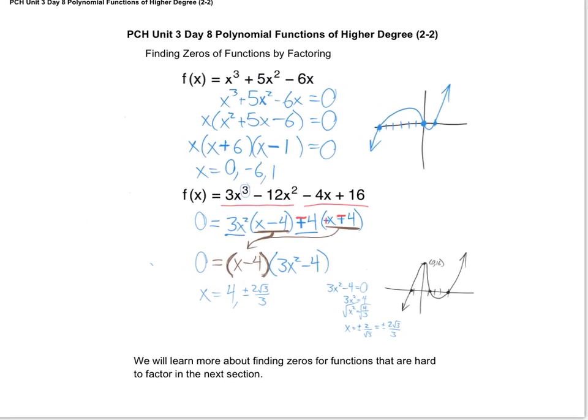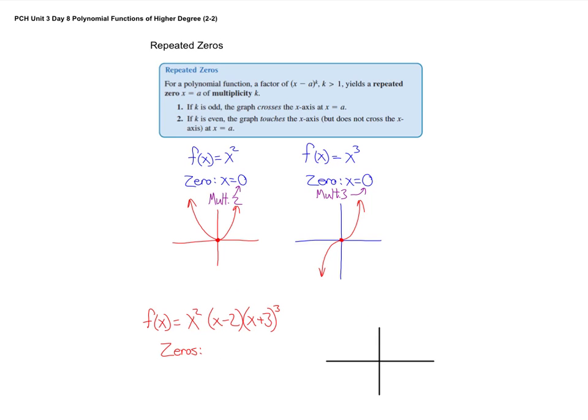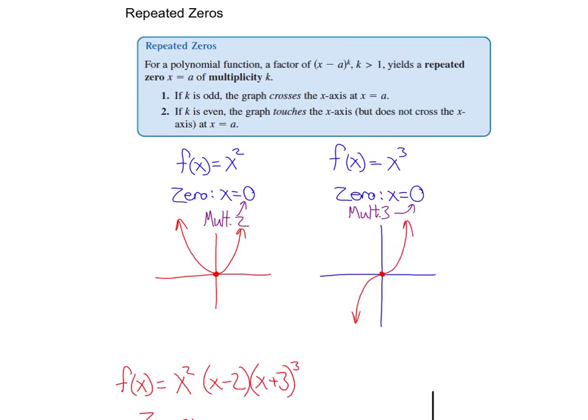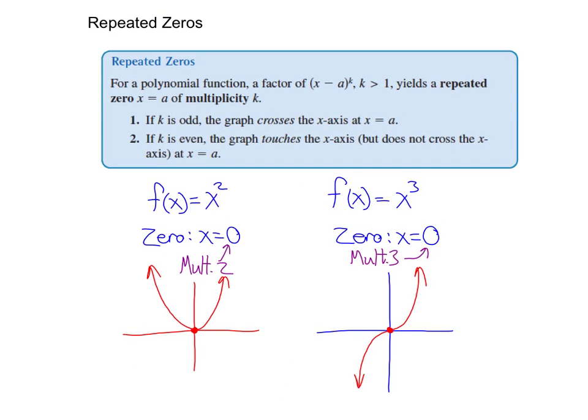Alright, so we've been talking a little bit about multiplicity. We are going to do more with factoring, figuring out how to deal with ones that maybe we can't factor just by looking at it. But let's talk about these repeated zeros. This is something we've already mentioned, but I just want to make sure that you understand. And I want to start with the parent functions that we already know.